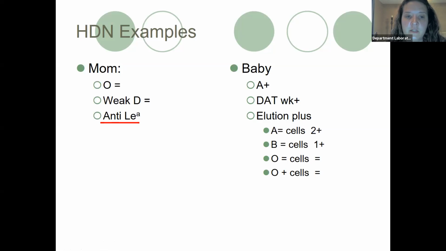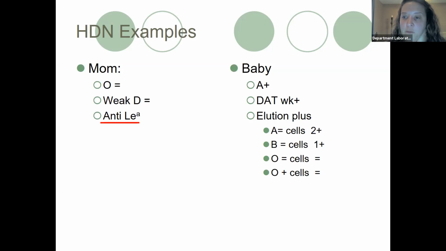All right, so here's another example. Mom is type O negative. All right, so she's type O. She has the potential for ABO incompatibility. She's Rh negative. And then we do her IAT and anti-Lewis A was identified in her IAT. And if you look at baby testing, we do have a weak positive DAT. Do you think this weakly positive DAT is due to anti-Lewis A?